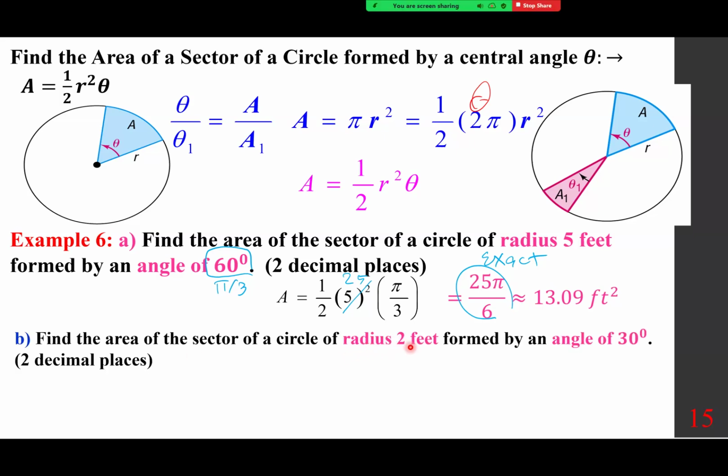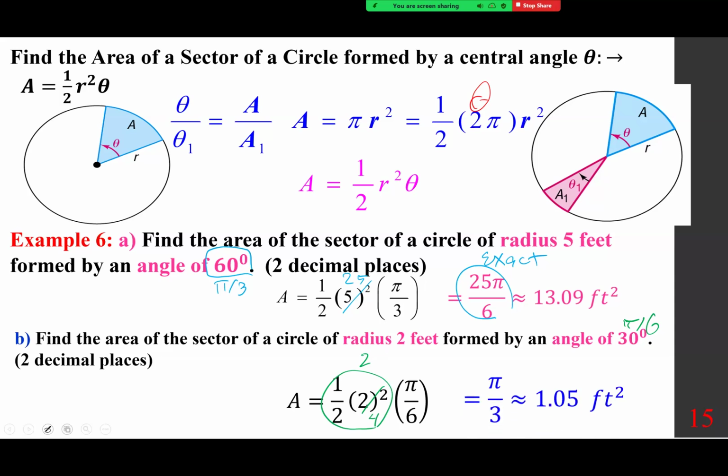Find the area of a sector of a circle of radius 2 feet formed by an angle of 30 degrees. 30 degrees is pi over 6. So half of r squared times pi over 6. So this is 4 divided by 2 is 2. Cancels out the 6. 2 goes away. We get pi over 3 precisely, or about 1.05 square feet.